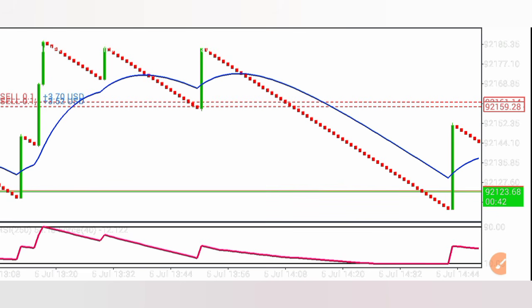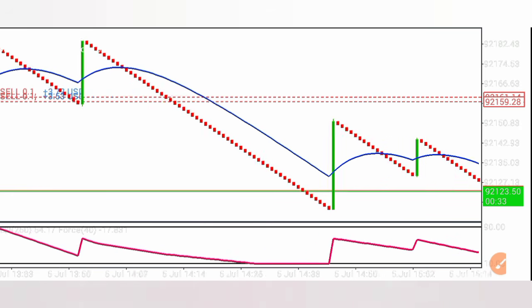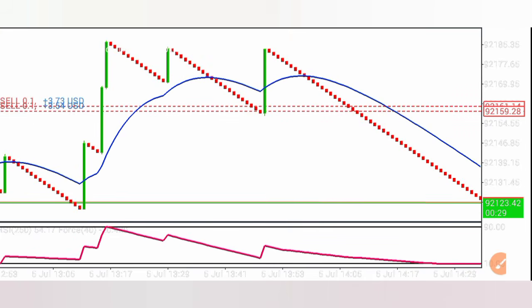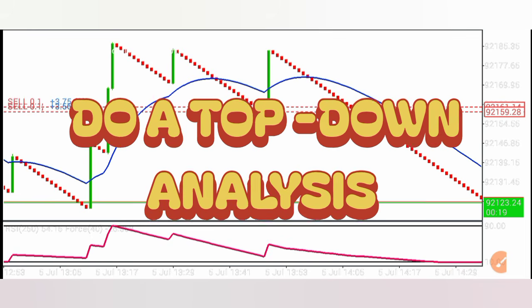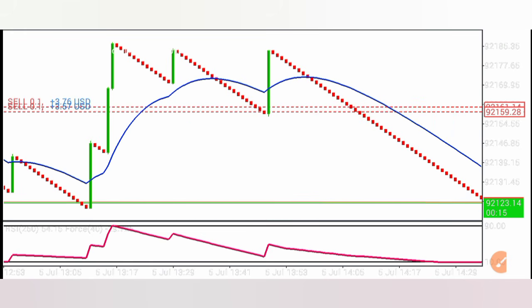Now, I'm going to show you what I did to take this trade right here. Can you see that? You can see we are currently running in massive profit, guys. Okay, so firstly, let's explain how to scalp using this strategy. In order to scalp using this strategy, you have to do a top-down analysis. Take note of that. That is, you have to start analyzing from the higher time frame down to the lowest time frame.